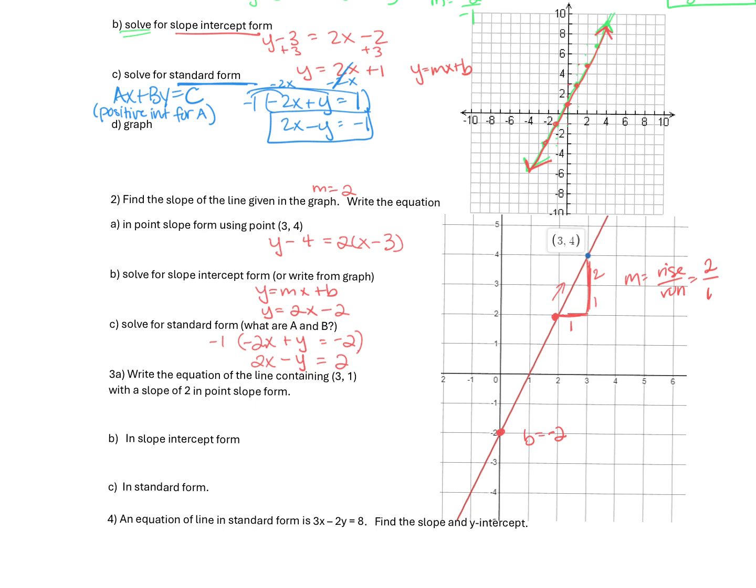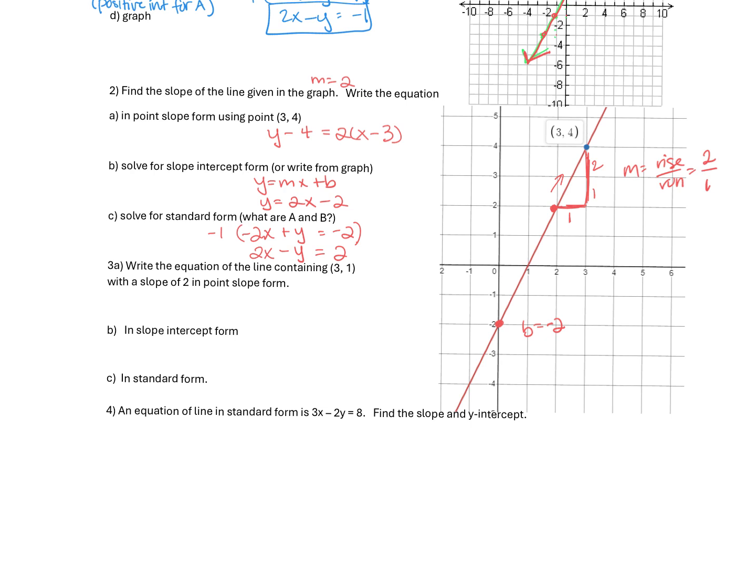So for number 3, it says to write an equation of the line containing (3, 1) with a slope of 2 in point slope form. So again, I'm going to have my y minus my y equals my slope times x minus my x. So in this case, that would be y minus 1 equals 2 times x minus 3. Now it wants me to write in slope-intercept form. This is when I distribute the 2, and I get y minus 1 equals 2x minus 6. I'm going to add 1 to both sides, and I get y equals 2x minus 5 for my slope-intercept form.